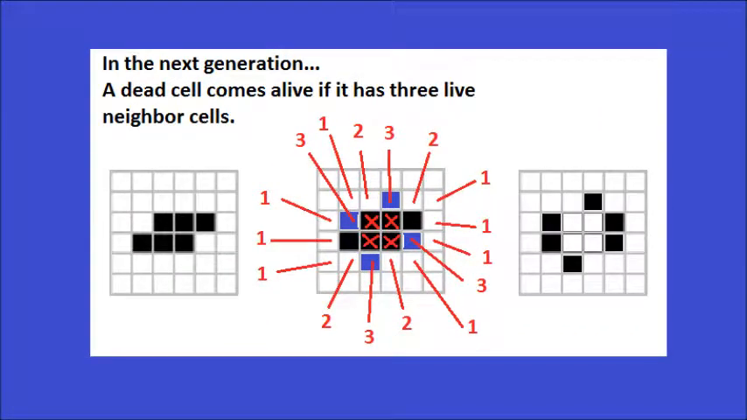On the contrary, looking at the dead cells in the next generation, if a dead cell has 3 living neighbors next to it, it will become activated in the next round, becoming a shaded or a living cell. If it has any other number of living cells surrounding it, or no living cells surrounding it, it remains dead in the next generation.